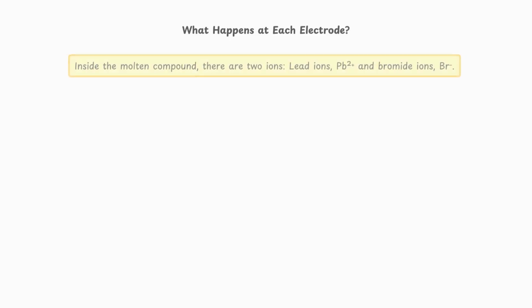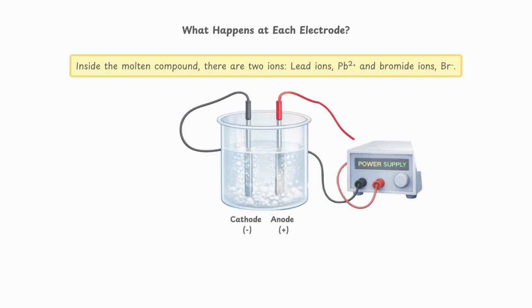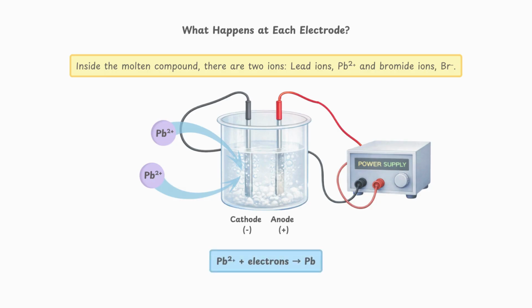Now let's look at what happens at each electrode during the electrolysis of molten lead-2 bromide. Inside the molten compound, there are two types of ions, lead-2 positive, and bromide ions, bromide-1 negative. The lead ions are positively charged, so they move towards the negative cathode. At the cathode, each lead ion gains 2 electrons. This process is called reduction. The lead ions are converted into lead metal. Next, we'll see what happens to the bromide ions at the positive anode.